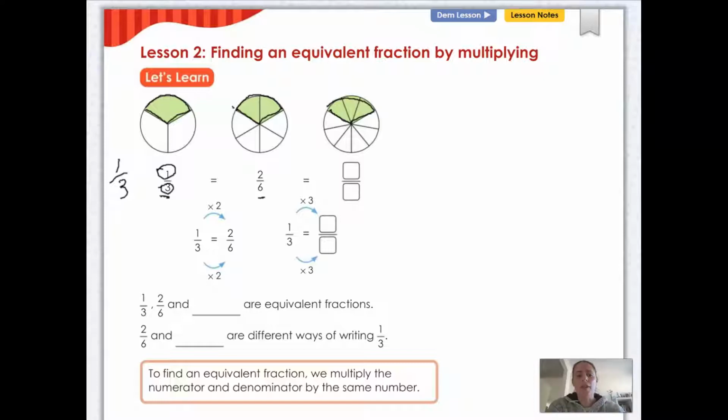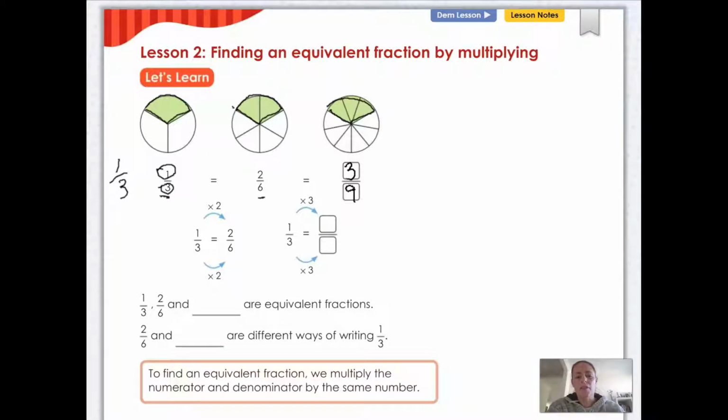So 1/3 is the same as 2/6, which is the same as, and if we count up all these parts, 1, 2, 3, 4, 5, 6, 7, 8, 9, there's 9 there. So 9 parts of that whole circle. And of that whole circle, 3 of those parts are shaded. You can just stop and rewind, stop and rewind.